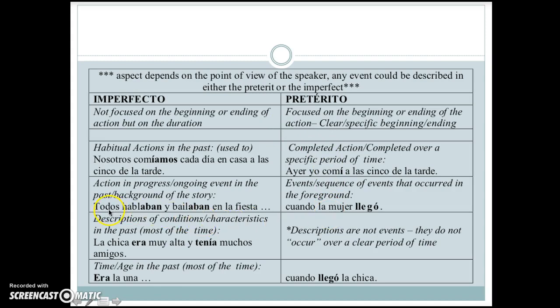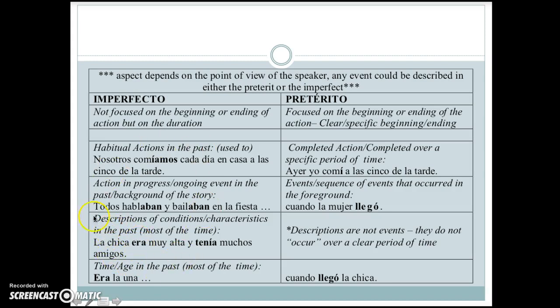So one example here is todos hablaban y bailaban en la fiesta cuando la mujer llegó. So everyone in the background was talking, was dancing when the woman arrived. This is the principal action in the foreground. With most descriptions in the past, we use the imperfect. Why? Because descriptions do not have a clear beginning or ending.